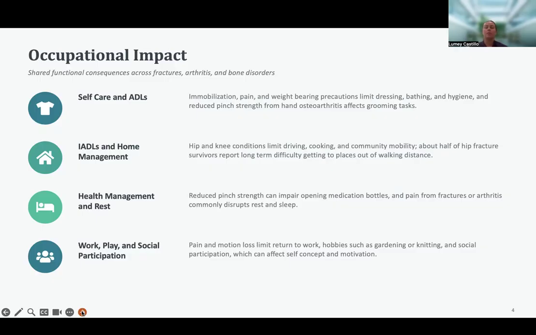For health management and rest, reduced pinch strength can impair opening medication bottles, and pain from fractures or arthritis commonly disrupts rest and sleep. And the last one is workplace and social participation, where pain and motion loss limit return to work, hobbies such as gardening or knitting, and social participation, which can affect self-concept and motivation.